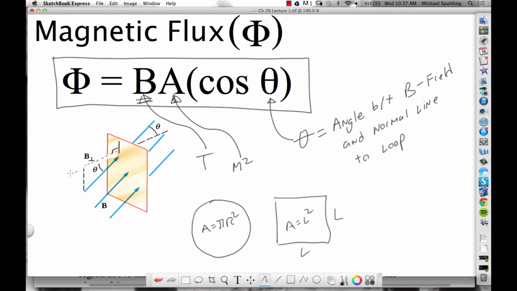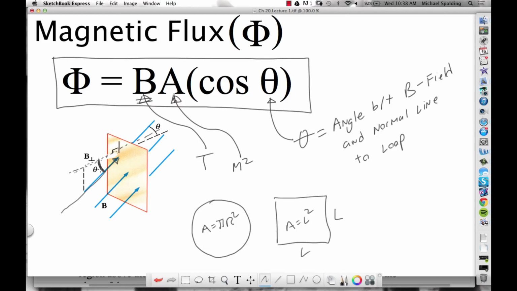So see this dotted line right here? That represents the normal line to the loop. So if the magnetic field is coming in like this, the theta is going to be that. Does that make sense? So you have to visualize the normal line to a loop. What I like to do, look, here's a loop. I'm holding a loop up. What you can do is grab a pen or a pencil and just stick it like that, okay? So that pen, this white pen, is sticking out perpendicular to the loop.